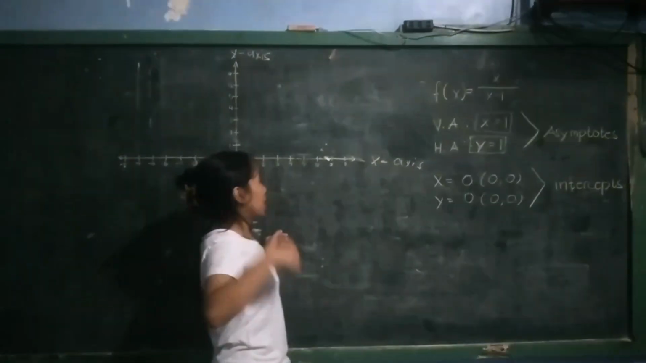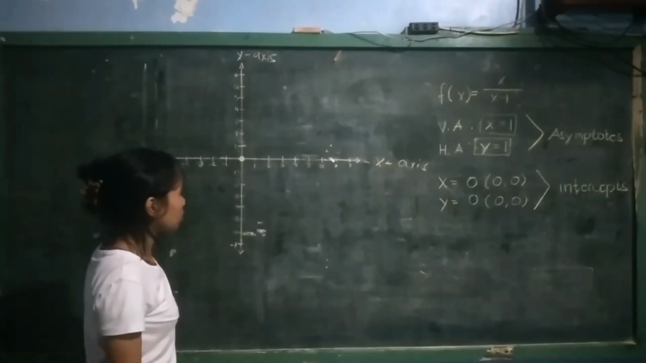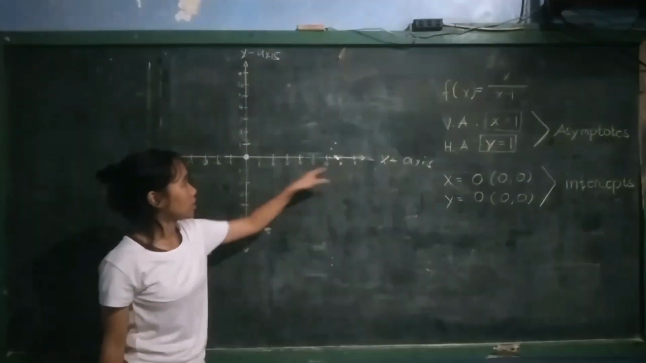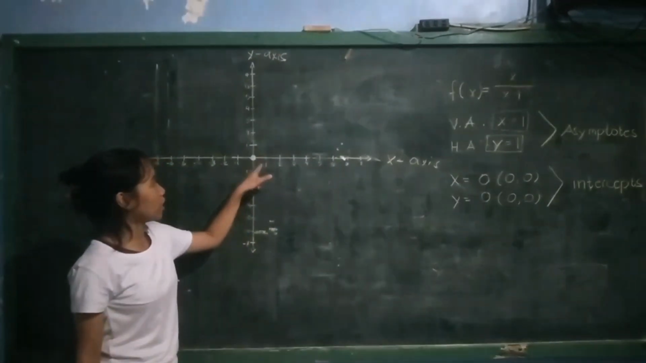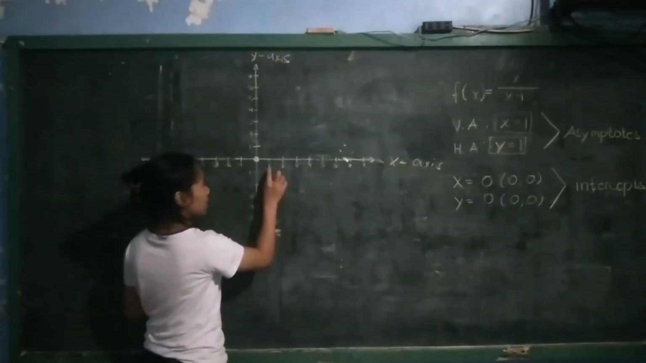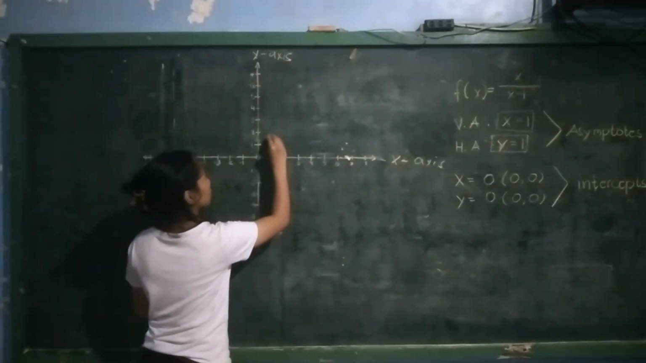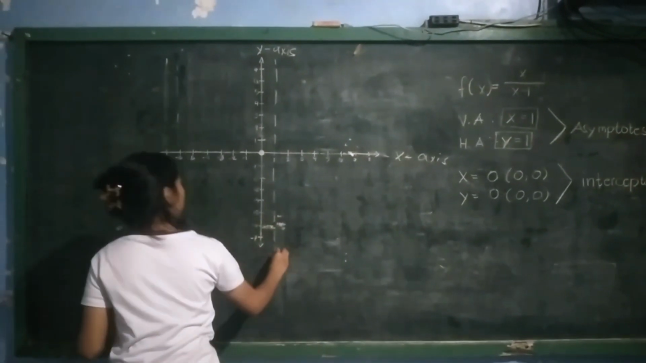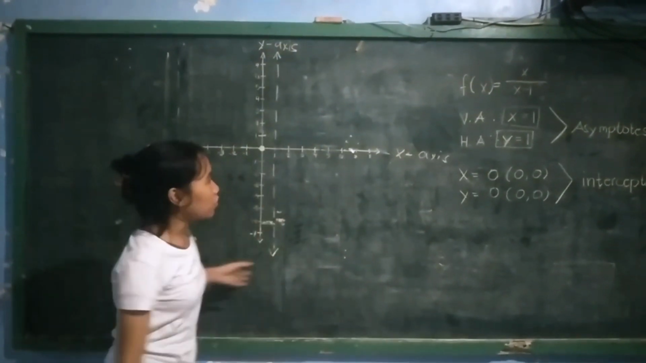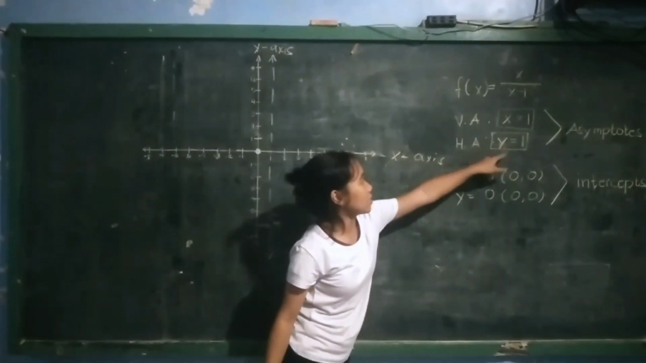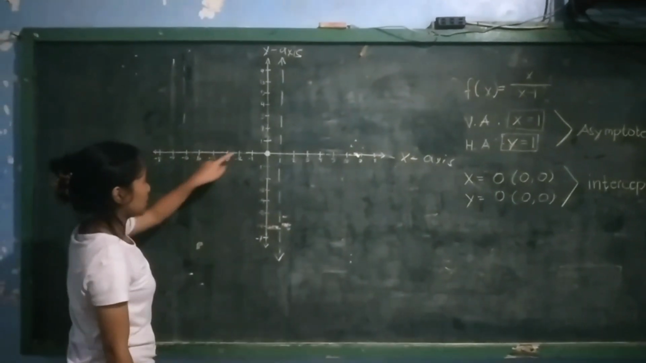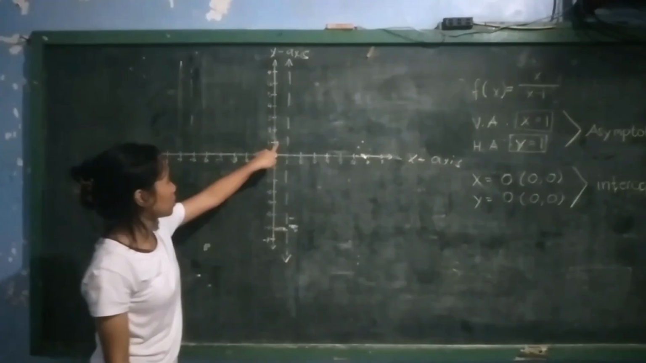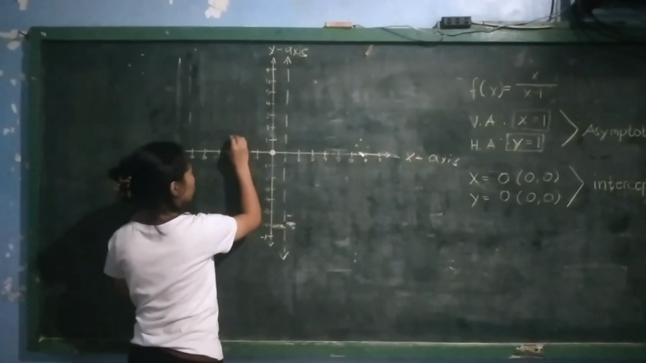So now let's plot. For the vertical asymptote, which is x is equal to 1, as we can see, the x-axis is here. Dili ba? So makita na ang 1 diri. So let's draw a broken line. Here's the x-axis, so 1. Don't forget the arrow. And for the horizontal asymptote, which is y is equal to 1, as we can see, it is positive 1. So the y-axis is here. Naa man didto ang 1. So atong broken line is horizontal.